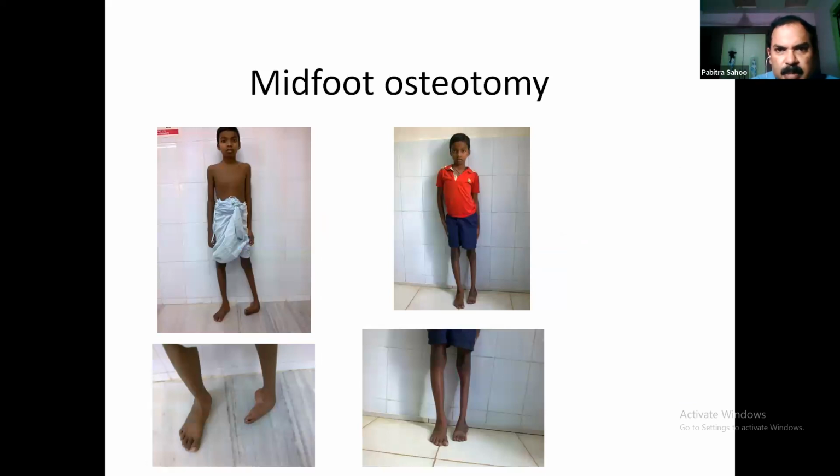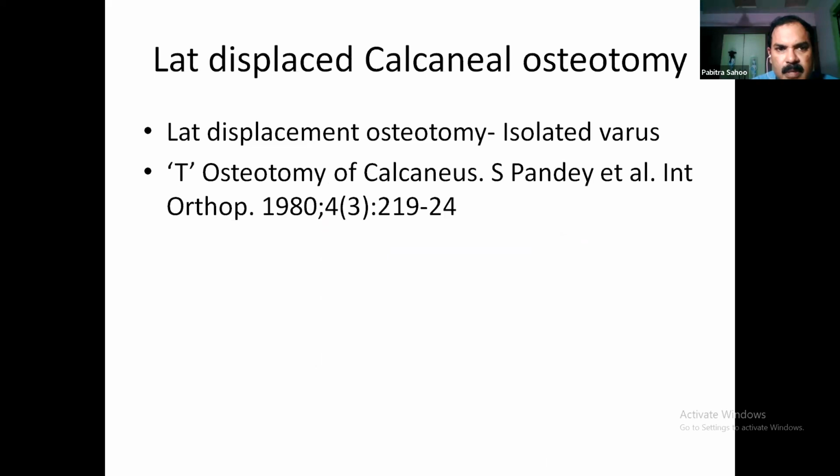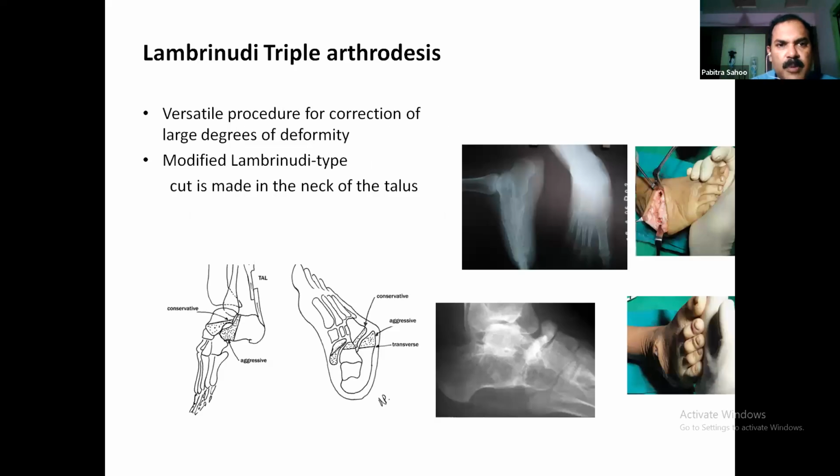These are results of the midfoot osteotomy. You can see here, the severe deformity has been fully corrected. Lateral displacement calcaneal osteotomy is reserved for adult patients with only isolated varus deformity. Like in the planovalgus foot, where we go for medial displacement osteotomy, here also lateral displacement osteotomy holds good for isolated varus deformity.